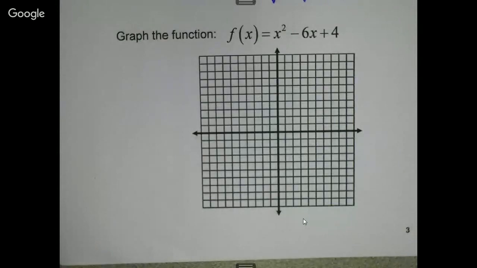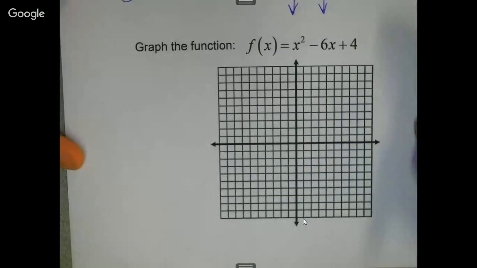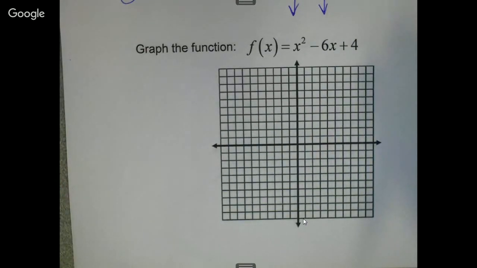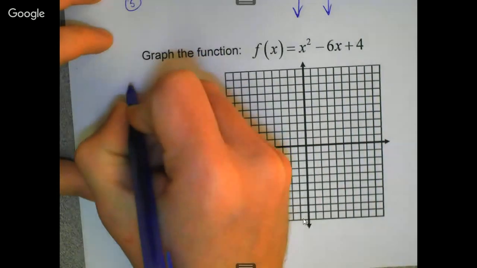Now, what happens if I were to give you one in this form and say we need to graph it? Well, I need to get it into this vertex form. And how am I going to do that? Well, we talked about a method called completing the square, which made things factorable. So that's what we're going to do. The first thing I want to do is complete the square on this.